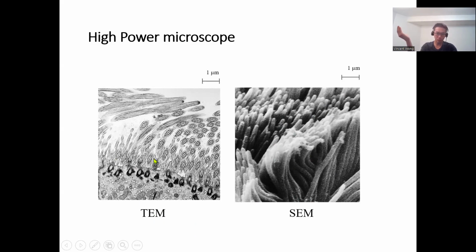This one, you would do a cross section. You would cut your specimen, and you will study the structures that are inside, right? So the thing would have to be dead.